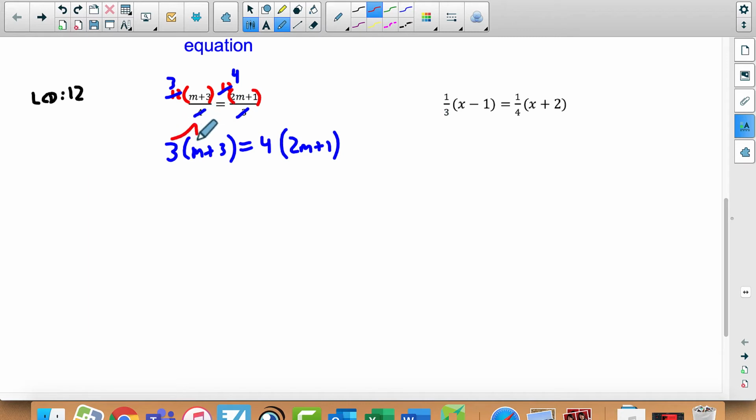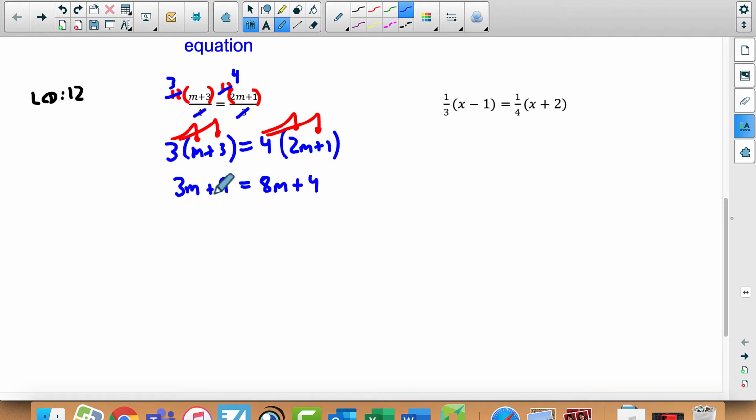So you want to use the distributive property. You want to do mountains, feed the chickens, expand, whatever thing you want to call it, you've got to do it. So 3 times m is 3m, and 3 times positive 3 is positive 9, equals 4 times 2m is 8m, and 4 times 1 is 4.